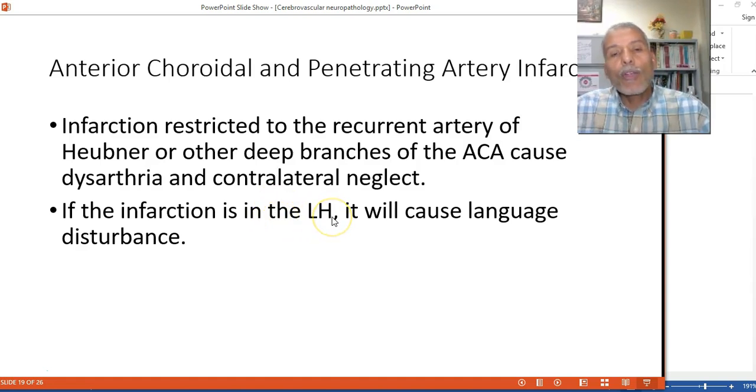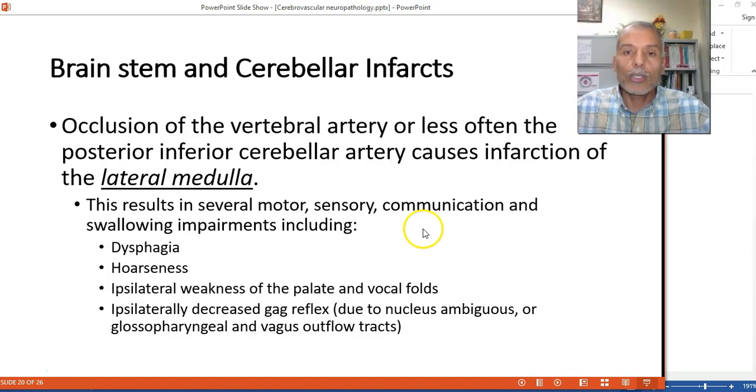If it's in the left hemisphere, that will cause language disturbance because the left hemisphere is dominant for language, as we know. Now, when we speak about brain stem and cerebellar infarcts, many of these, as your textbook shows, are deadly. So we're speaking now about the ones that aren't deadly and produce language and other problems, swallowing and so on.